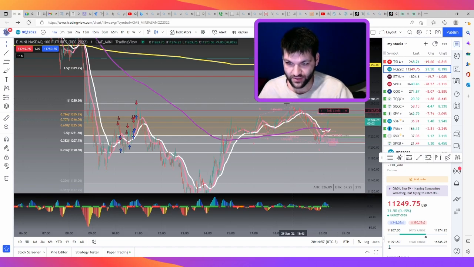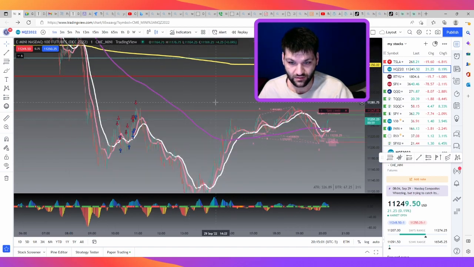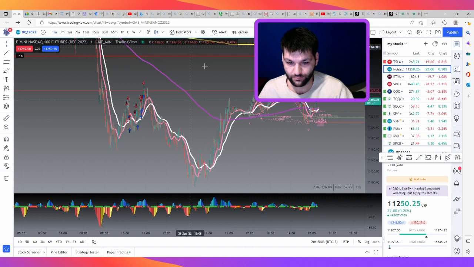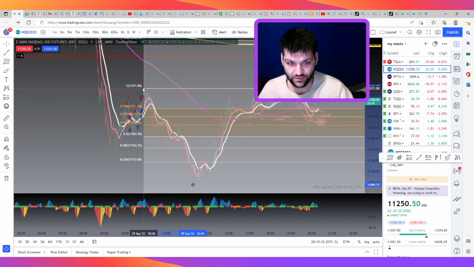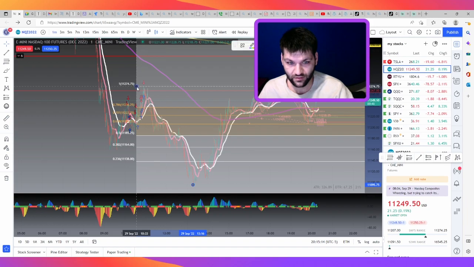Again, why am I doing it? I need to redraw these, but this is how I would draw my put fibs. I would use this as a high, and this is a low. Now let me draw it better. So that's why I am willing to do my short there.